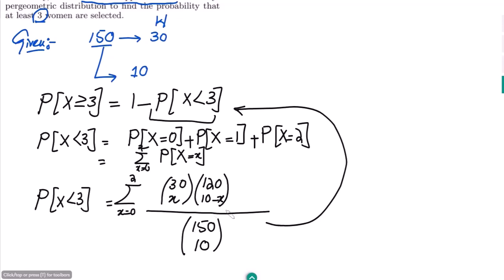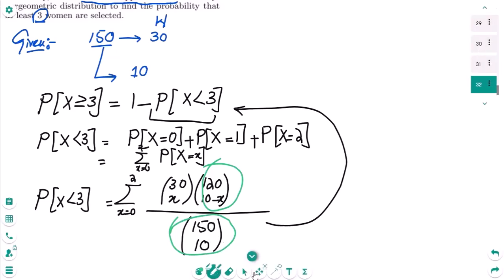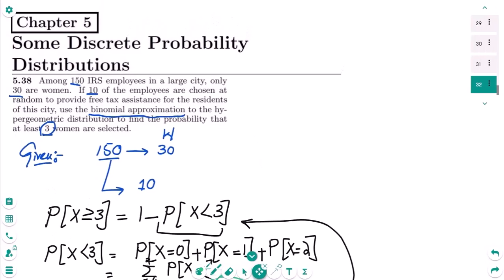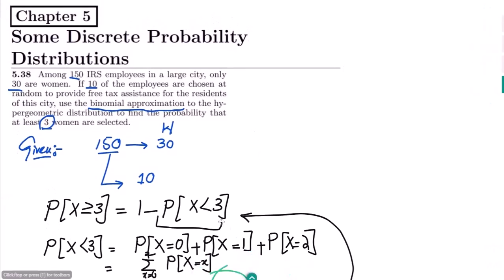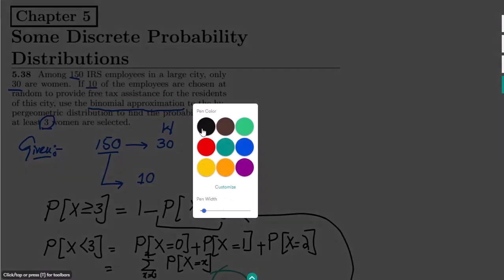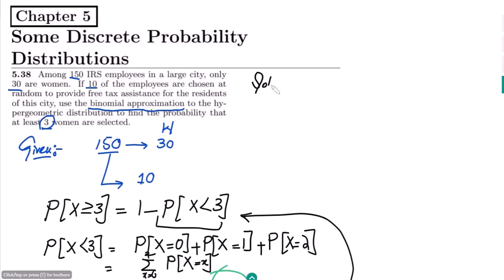But the scenario here is that this would be a very huge number. You can see that this one will be very huge, this one also very huge, so it wouldn't be computationally feasible to find it. Despite that, as given in this question, we can use the binomial distribution approximation.